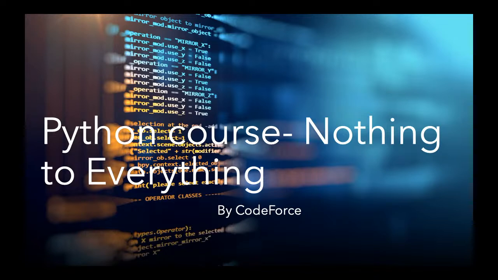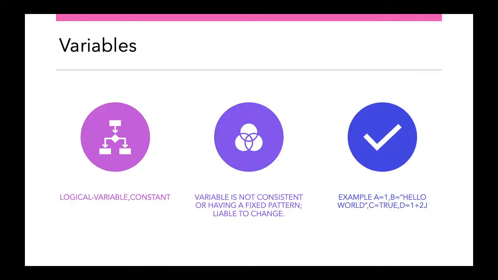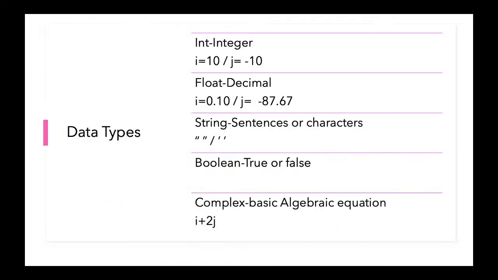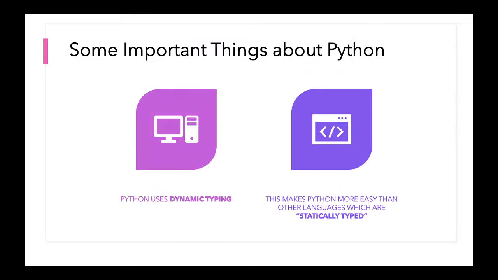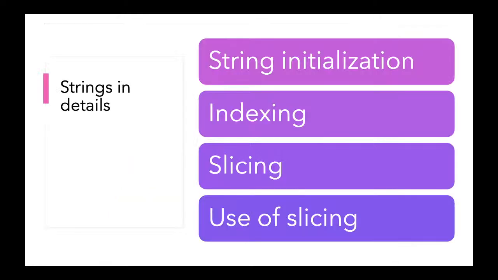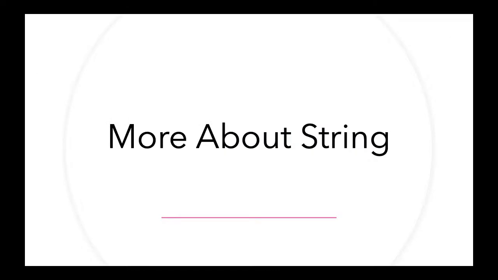I hope everything is fine. Yes. So guys, right now today we will start. Let's have a revision of what we had done in the previous class. We had seen variables, what are variables, naming variables, data types, dynamic, Python is dynamic and not statically typed. Today we will be seeing more about strings. So as we know that string is one of the data types.